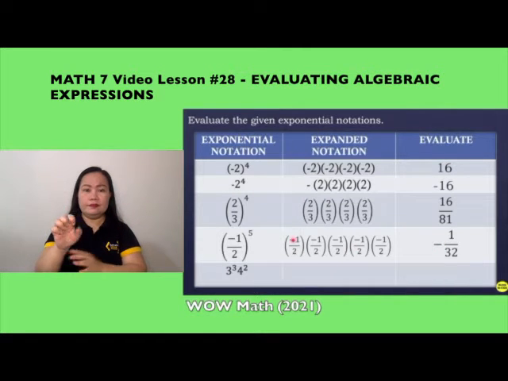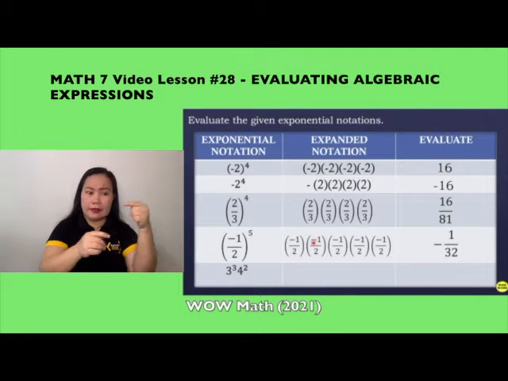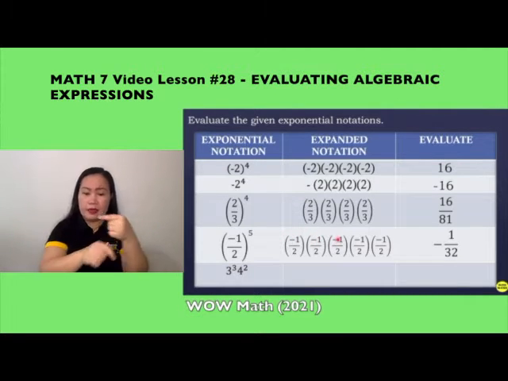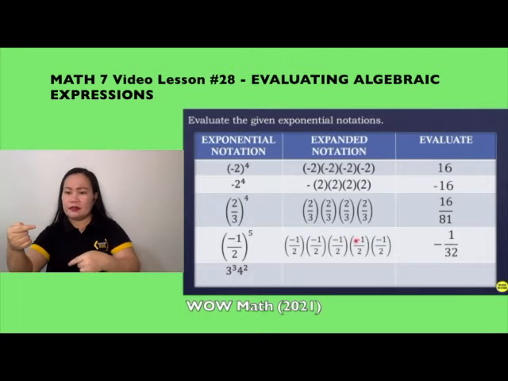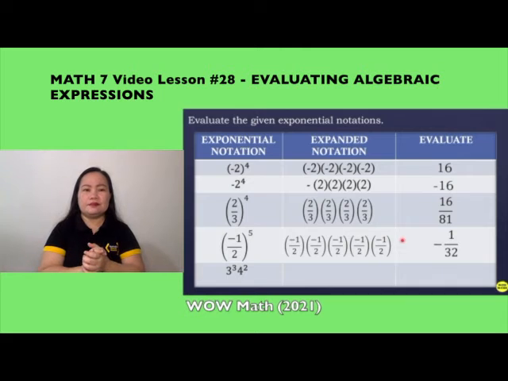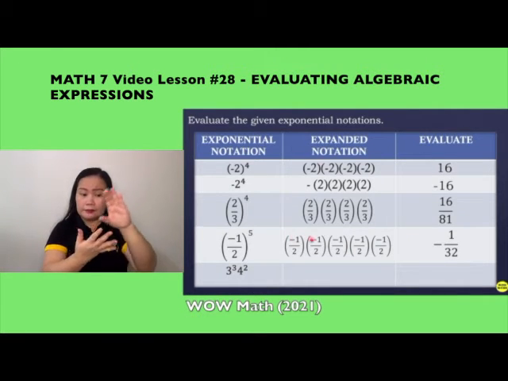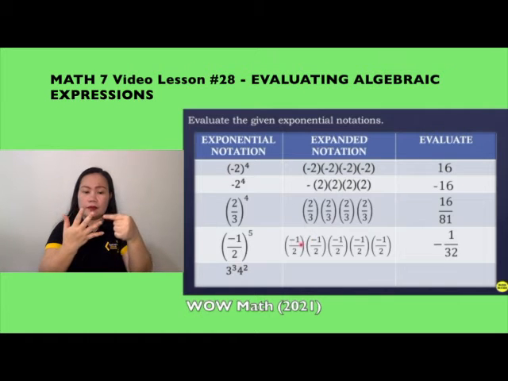Kasi po, negative times negative, positive. Positive times negative, negative. Negative times negative, positive. Positive times negative, negative. Okay? Or simply, bilangin nyo yung negative sign. 1, 2, 3, 4, 5. Kapag odd number ang bilang, negative ang sagot.